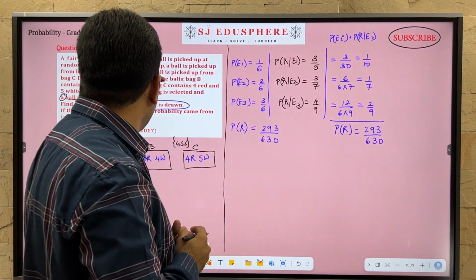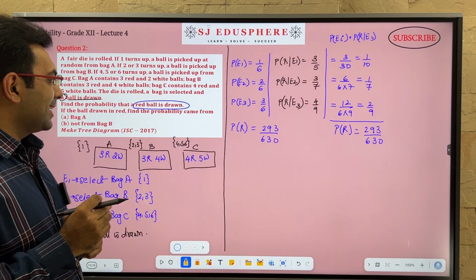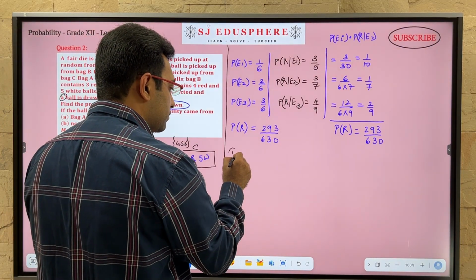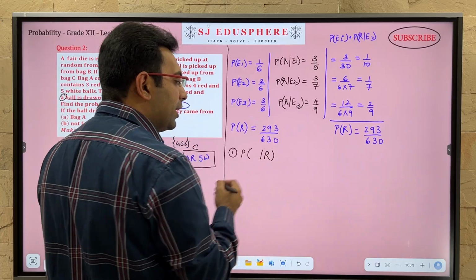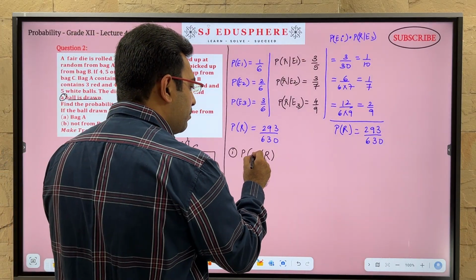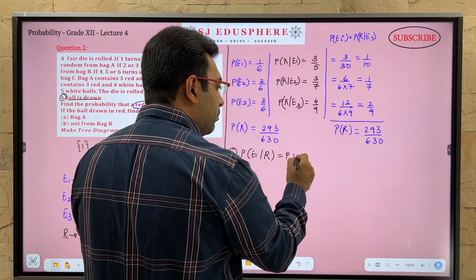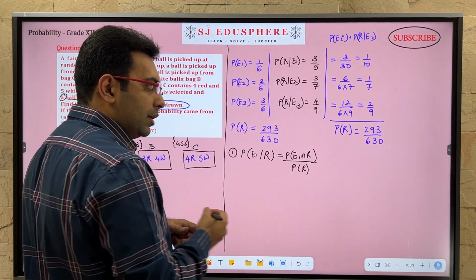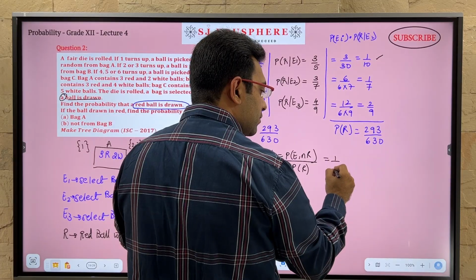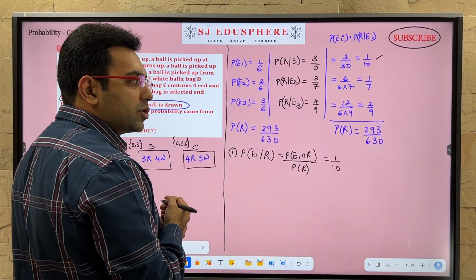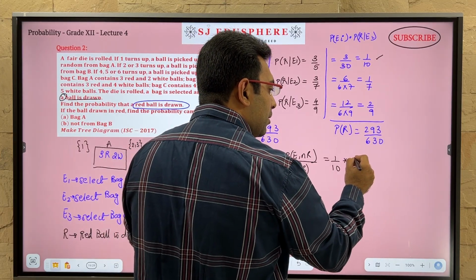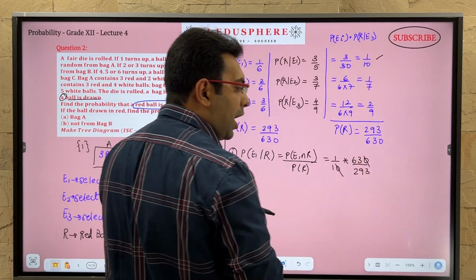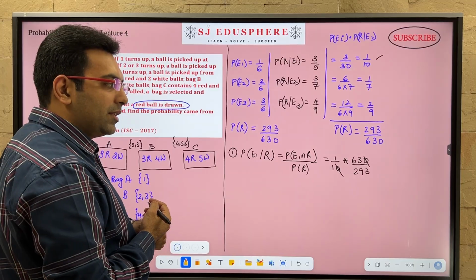My question is saying, if the ball drawn is red, find the probability it came from bag A. So given that the ball is red, it came from bag A. That means probability E1 intersection R upon probability R. That means the first answer divided by the total answer, that is 293 divided by 630, becomes into 630 by 293, and hence your answer over here is 63 by 293.